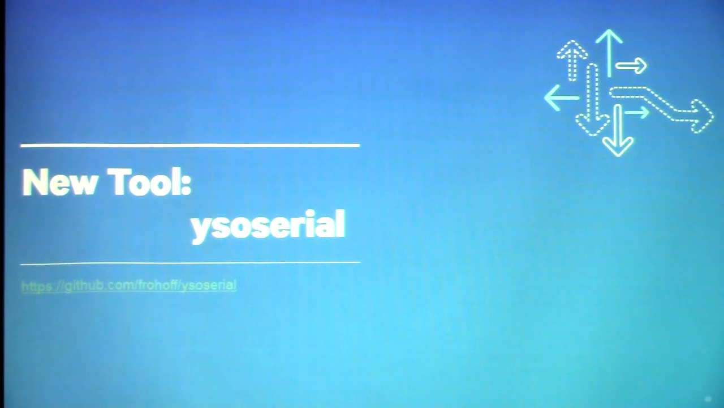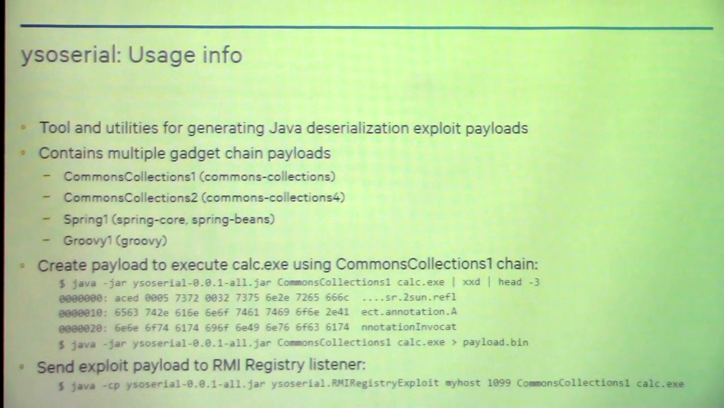So we have this new tool called OWASP Serial. Basically this is just a tool and utilities for generating payloads of this sort. It right now has four gadget chains that I found for two different versions of Commons Collections, Spring one and Groovy. Applications these days, good chance they have probably one of these libraries. Apache MyFaces is using Commons Collections.